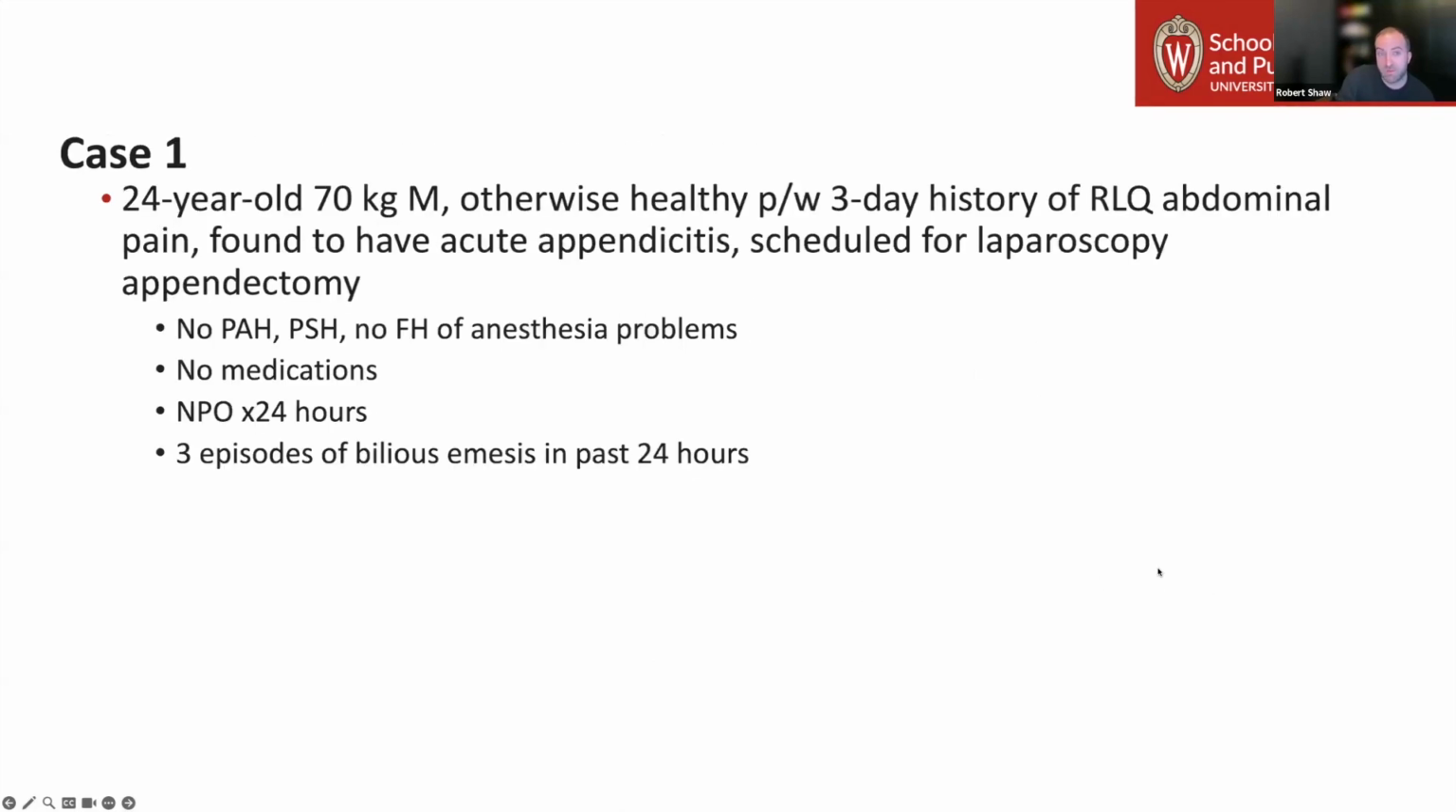We're going to talk about two specific cases today and different forms of how we could induce general anesthesia, and then go into some of the topics from Miller. Case one is a 24-year-old, 70-kilo male. He's otherwise healthy, and he has a 3-day history of right lower quadrant abdominal pain. He's found to have acute appendicitis, and he's scheduled for laparoscopic appendectomy.